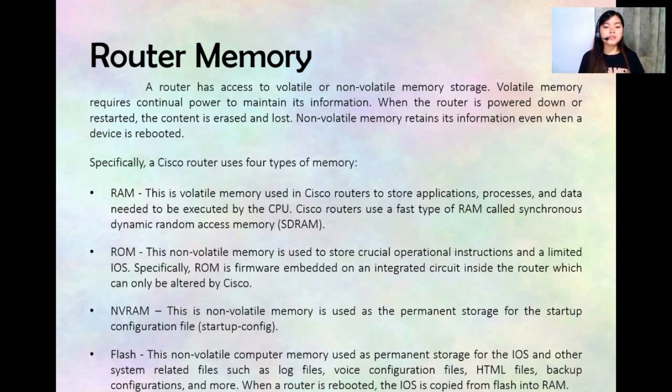Specifically, ROM is firmware embedded on an integrated circuit inside the router which can only be altered by Cisco. NVRAM, this is non-volatile memory, is used as the permanent storage for the startup configuration file or the startup config. Flash, this is non-volatile computer memory used as permanent storage for the IOS and other system-related files such as log files, voice configuration files, HTML files, backup configurations, and more. When a router is rebooted, the IOS is copied from flash into RAM.